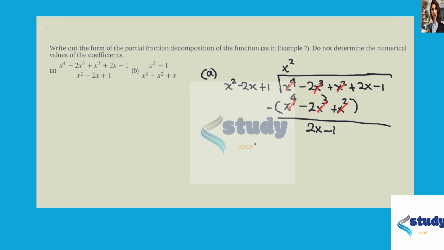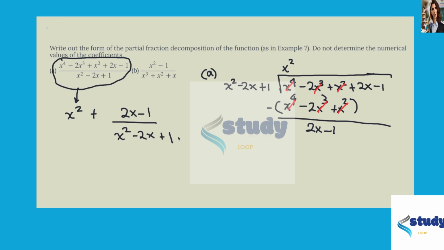So for part A, we can rewrite this as the quotient, which is x squared, and then we have the remainder over the thing that we originally divided by. This is why the long division is useful. Every time we finish long division, the denominator will have larger degree than the numerator. And now we do partial fraction decomposition.